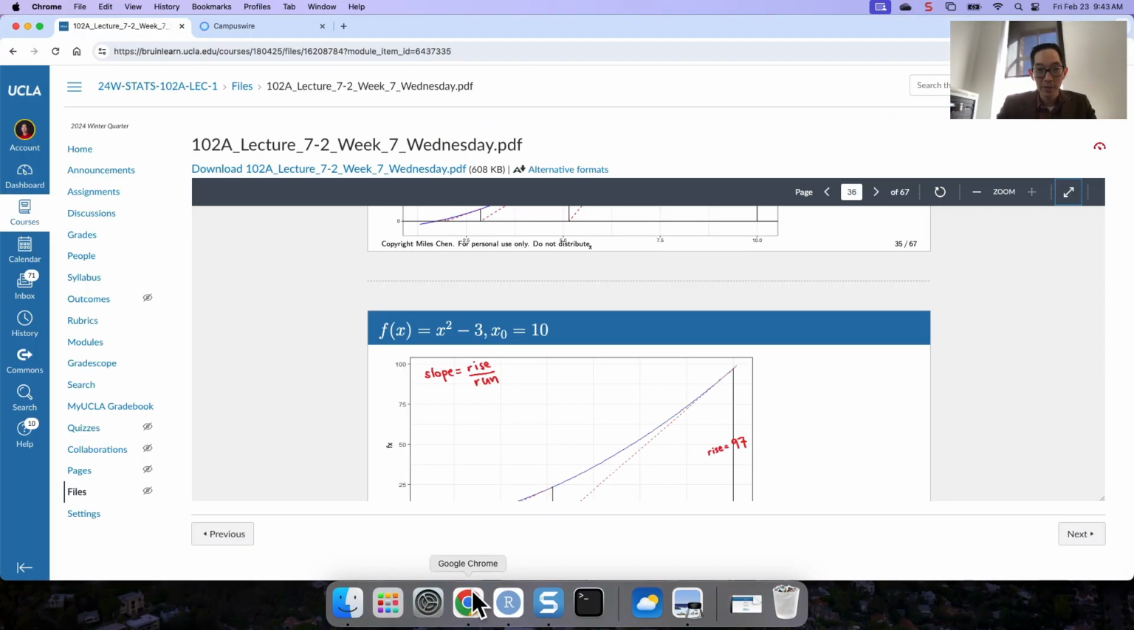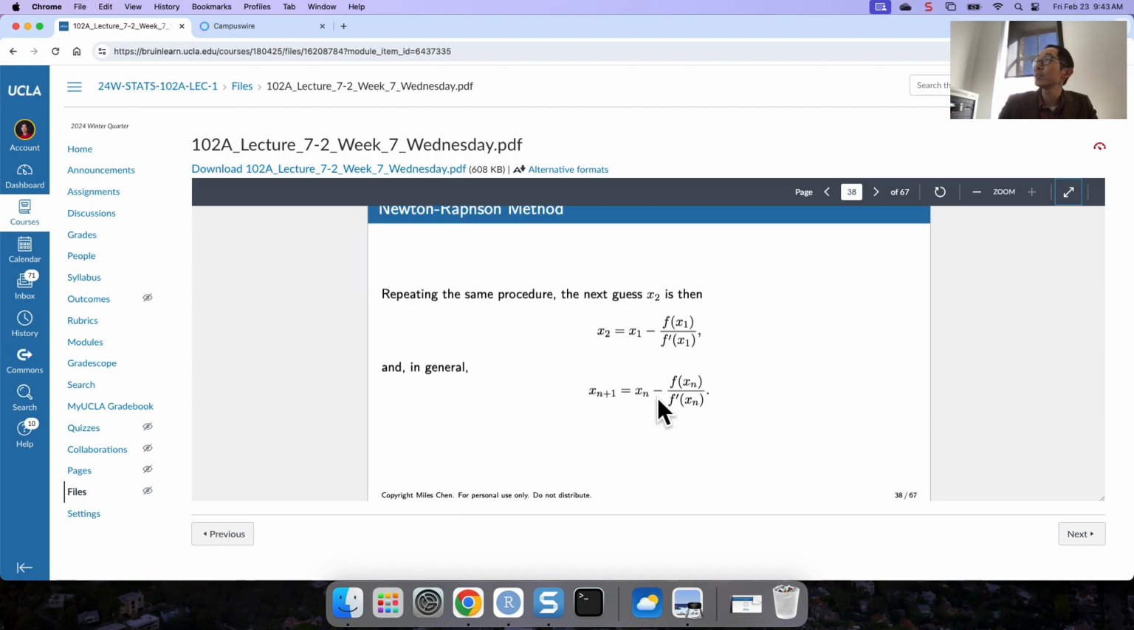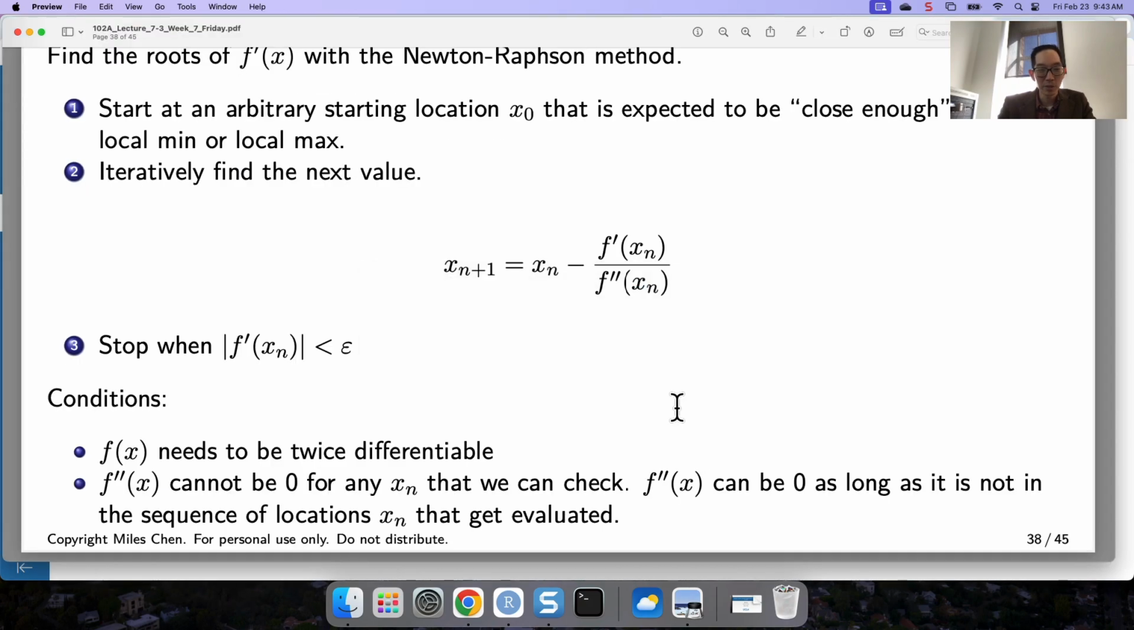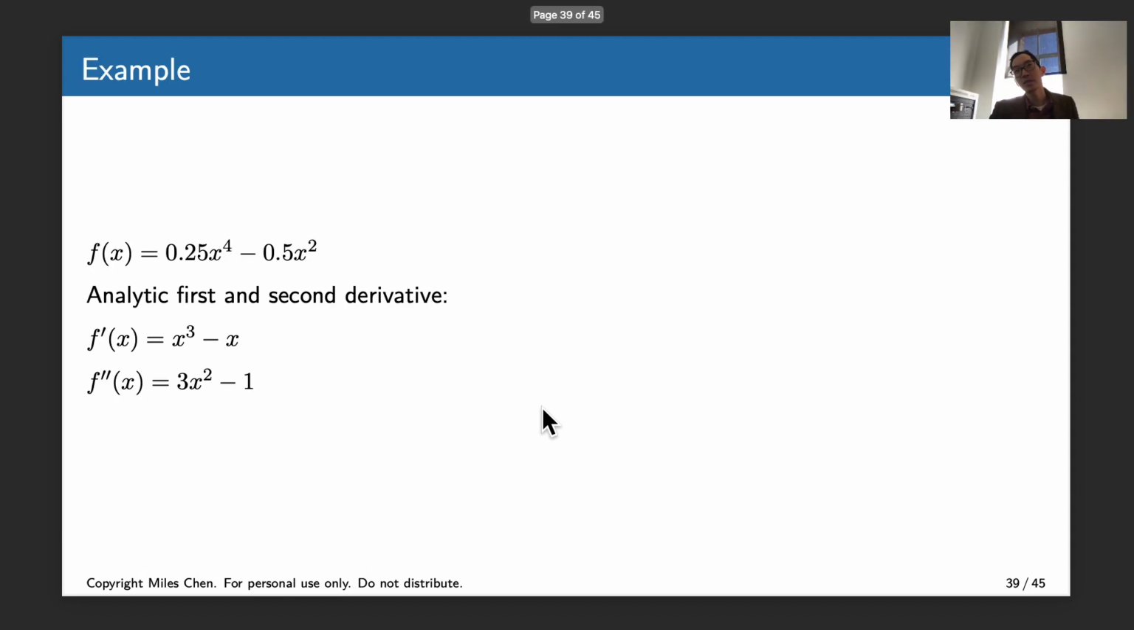So if I pull up the exact same, so this is Newton-Raphson for finding roots, and basically this is finding the roots of f, and just replace f with f prime, and replace f prime with, you'll get f double prime, and that's basically what's going on here. Okay, and so you just do this, and that will get you local mins and local maxes.